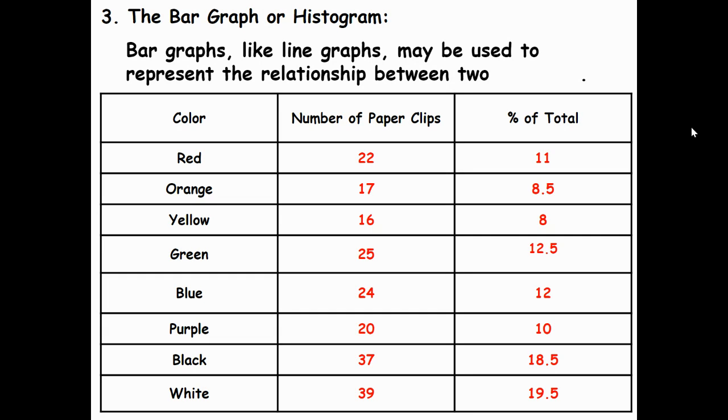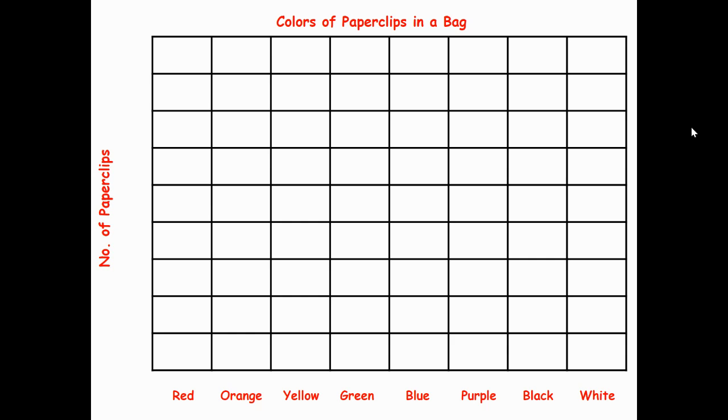So let's just do a quick histogram showing that. We've got a little graph paper here. We're going to do a title here: colors of paper clips in a bag, or whatever you want to call it, just so we know what we're talking about. I'm going to put my color on the bottom. Then I'm going to do number of paper clips. And again, I could have done percentage up the side if I wanted to, but I just decided to do straight numbers. So my highest number was 39 white.